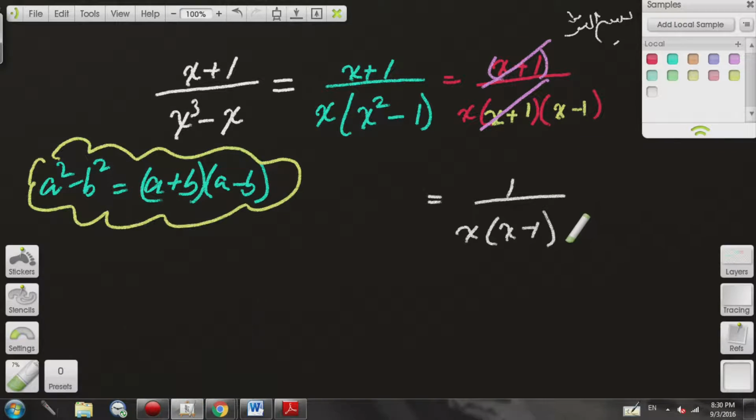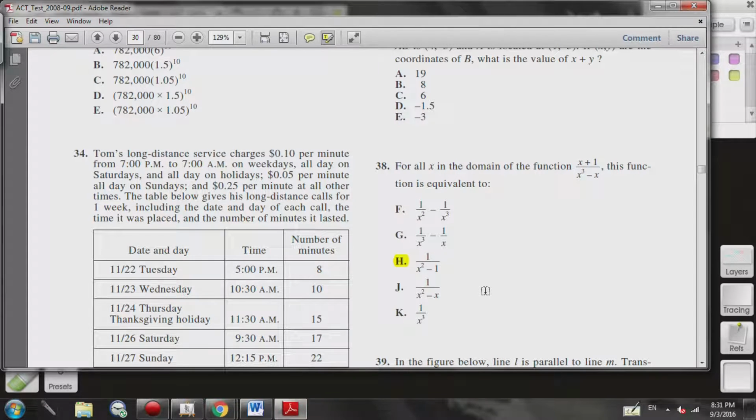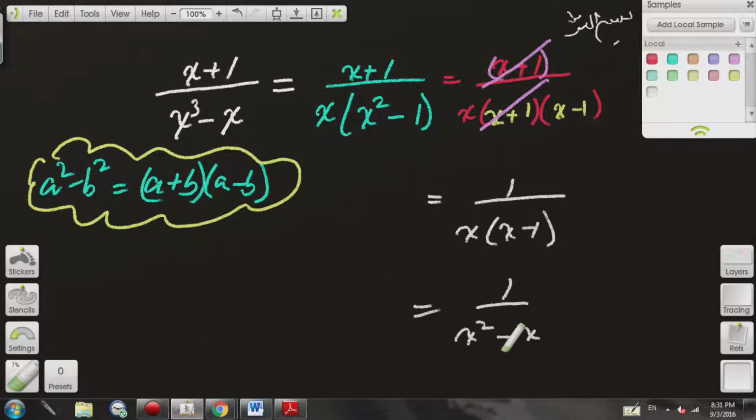Okay. So 1 over x squared minus x. That's that. Is there a choice in there? No. What I meant to do was this here. It's this one here, J: 1 over x squared minus x, which is that. Okay? So that is the answer.